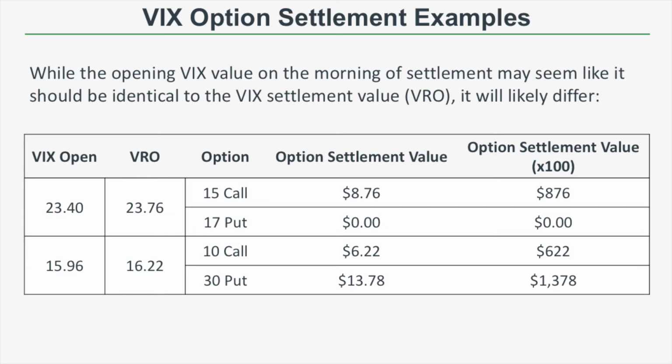So if the trader bought one contract at $5 and it settled to $8.76, on the morning of settlement, the 15 call would settle to $876 and the trader would be left with a P&L of $376. So even though that call is in the money at settlement, it's not going to expire to any shares. It's just going to expire to a cash value equal to the amount of its intrinsic value.